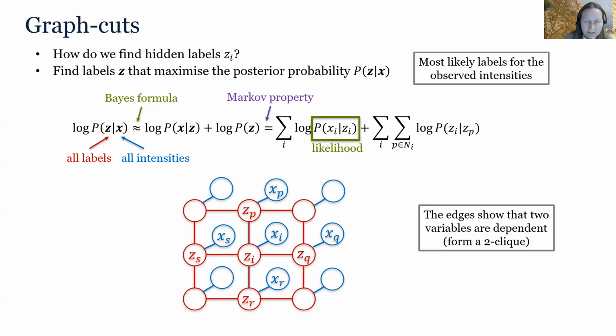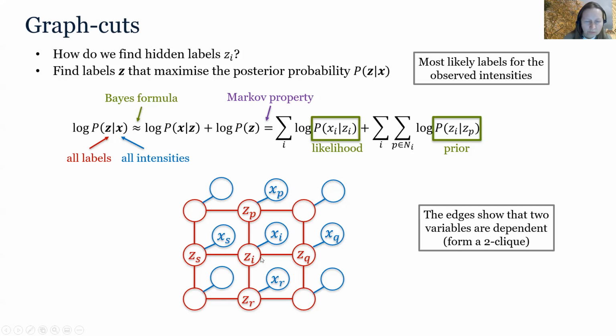Then the prior is the second term. Here we again need to use the Markov properties. Now we are on the red labels, and we need to look at all the edges. We cannot just multiply the probabilities of individual labels, because there are dependencies. But thanks to the Markov properties, we can make it a sum of the probabilities of 2-cliques.